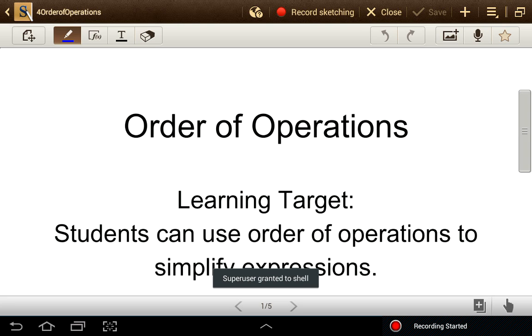Okay, order of operations, what we're going to go over today. Our learning target today is students can use order of operations to simplify expressions. So we're going to go over problems. I'm going to go over what the correct order of operations are, so that if you have multi-step expressions here, you know in what order to go through the operations.